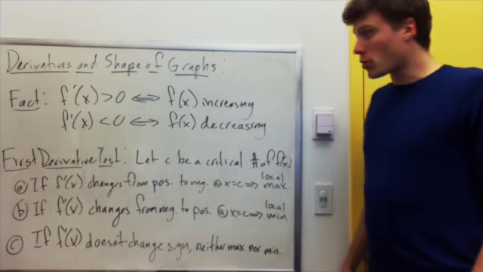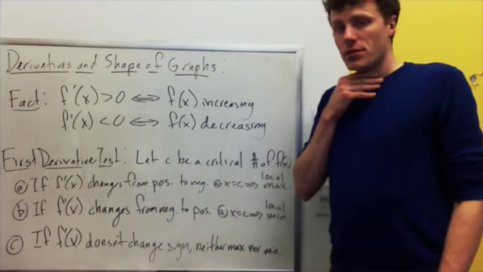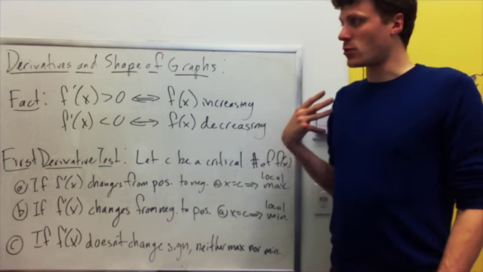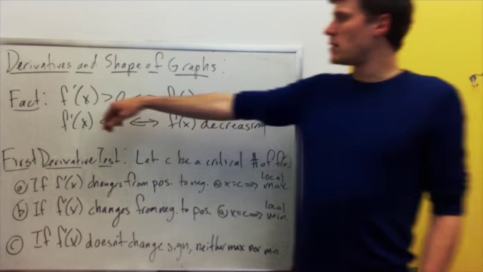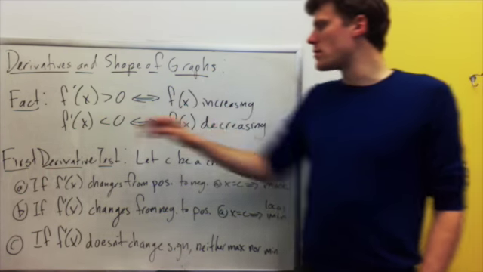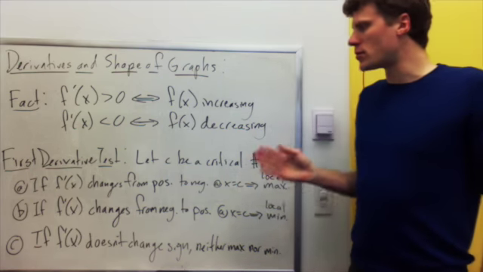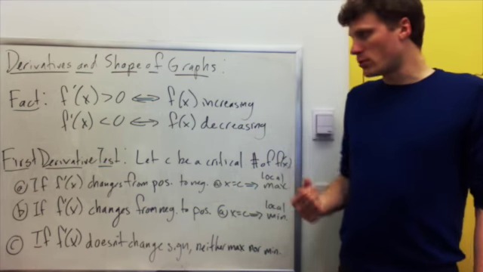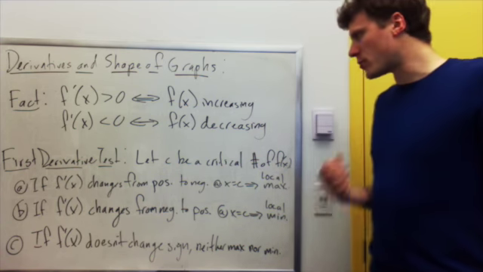Alright, so now we're in section 4.3 where we're going to talk about how derivatives affect the shape of a graph. Something we've been talking about since when we first talked about derivatives is that a positive derivative corresponds to an increasing function and a negative derivative corresponds to a decreasing function. We've also just seen that when a derivative is zero, we might have a local minimum or a local maximum. How can we tell whether we're at a local maximum or a local minimum?